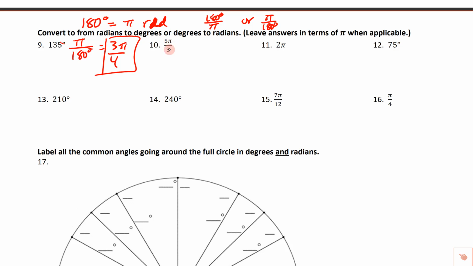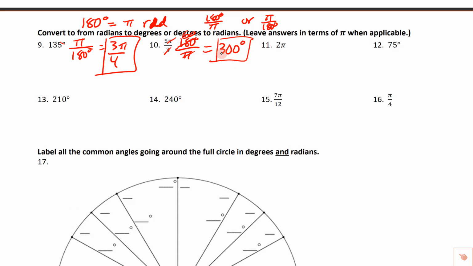We want to change 5 pi thirds into degrees, so I'm going to take the conversion factor and I want to cancel off the pi. I want the degrees to remain, so 180 is going to go on the top and pi is going to go on the bottom. The pi's will cancel. 3 goes in to 3 once. 3 goes in here 60 times, so if I multiply those together, I end up with 300 degrees. Okay, so that's what I get when I convert there.